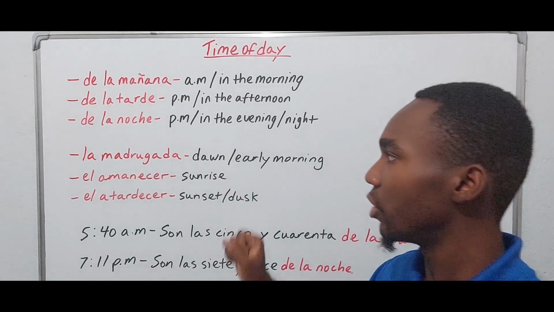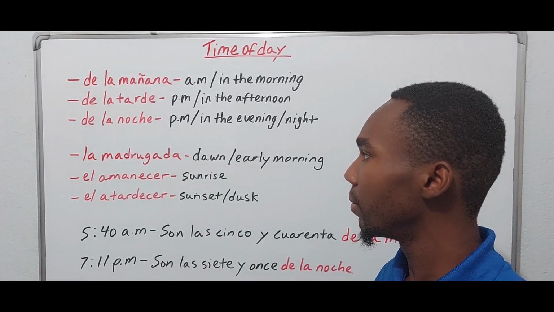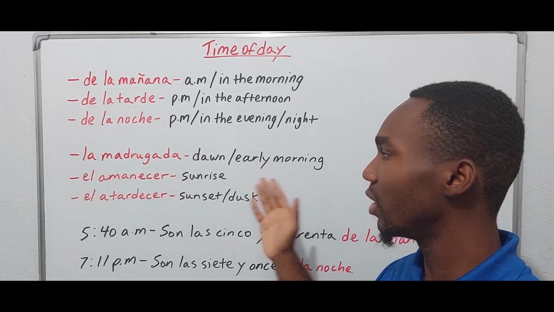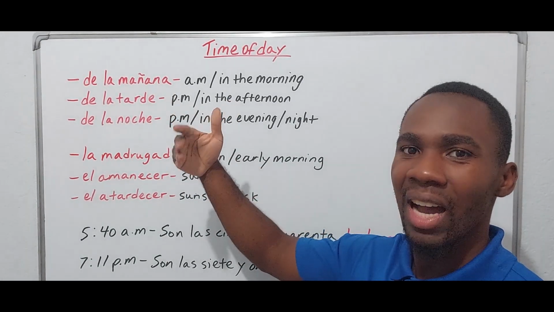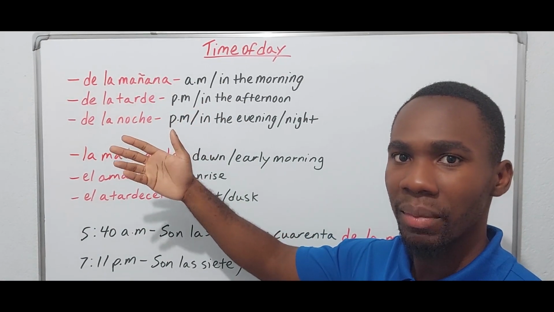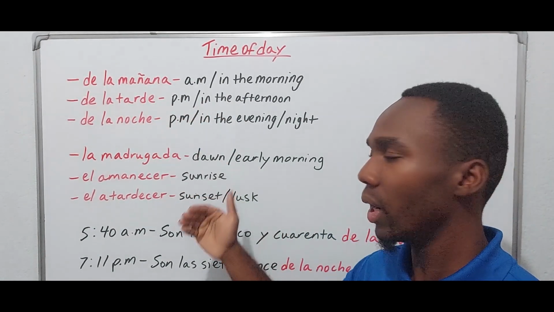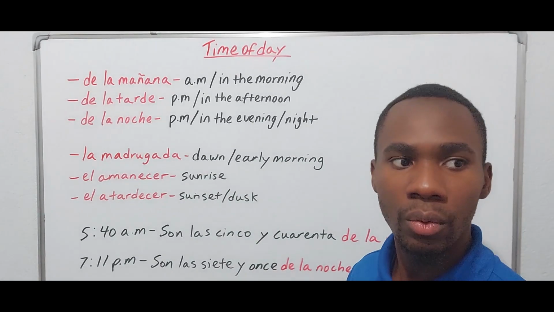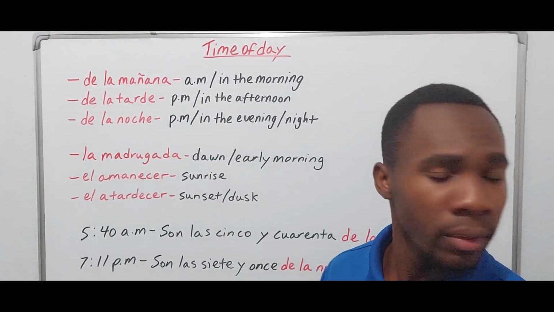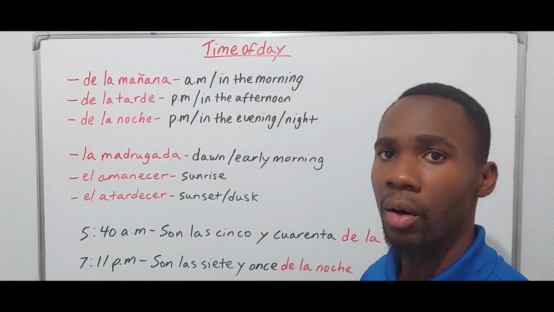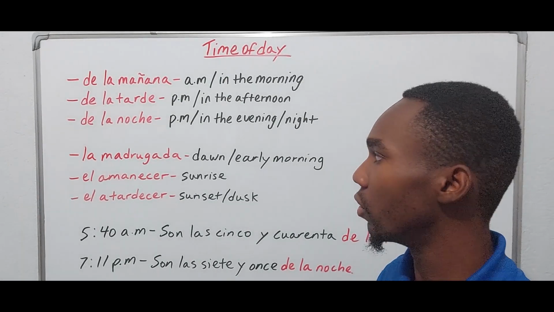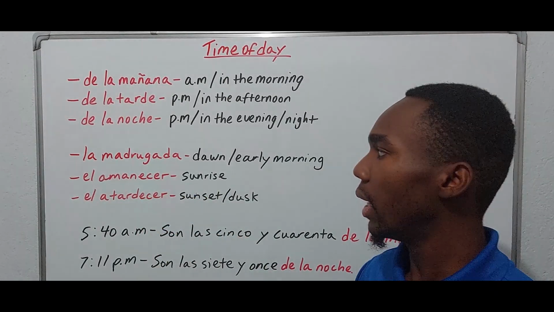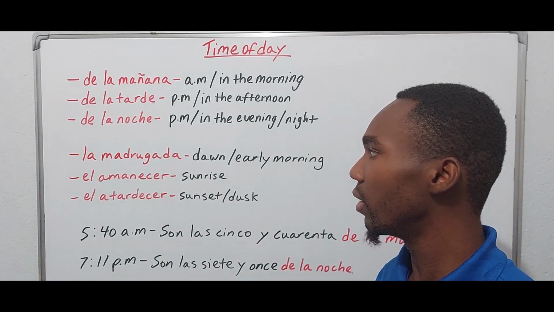Now these are some other expressions. La madrugada. This is dawn or early morning. This would be a little different from mañana. Mañana is after sunrise, I would say. Whereas madrugada would be more like the wee hours, like 2, 3 o'clock, so, like times like those, right? El amanecer, that's sunrise, so that's a noun.